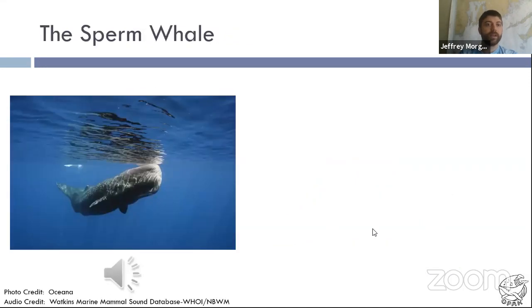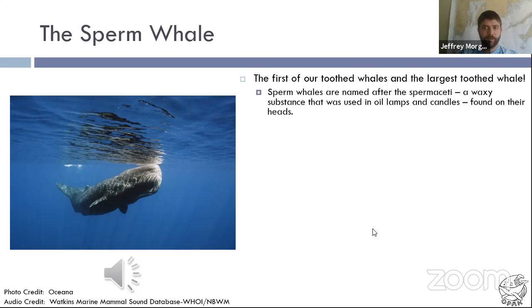All right, so those were our baleen whales. We're going to talk about a few of our tooth whales now. And we're going to start with the largest tooth whale, the sperm whale. Sperm whales are named after spermaceti, which is a waxy substance that was well sought after during the whaling period for oil lamps and candles. And this is found in an organ in their head.